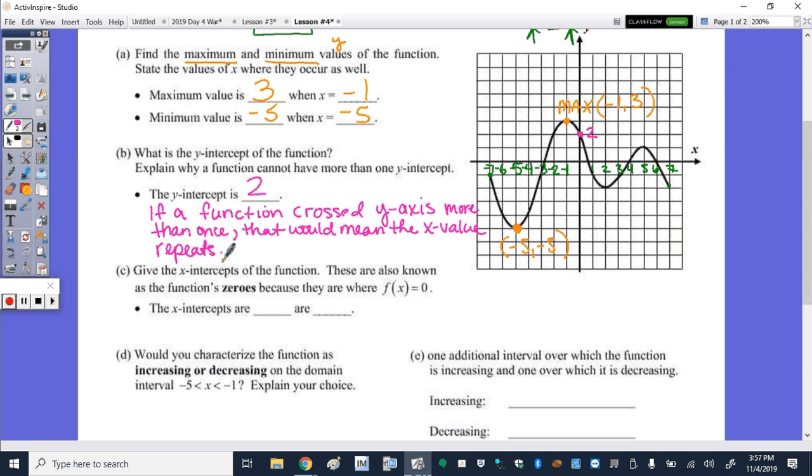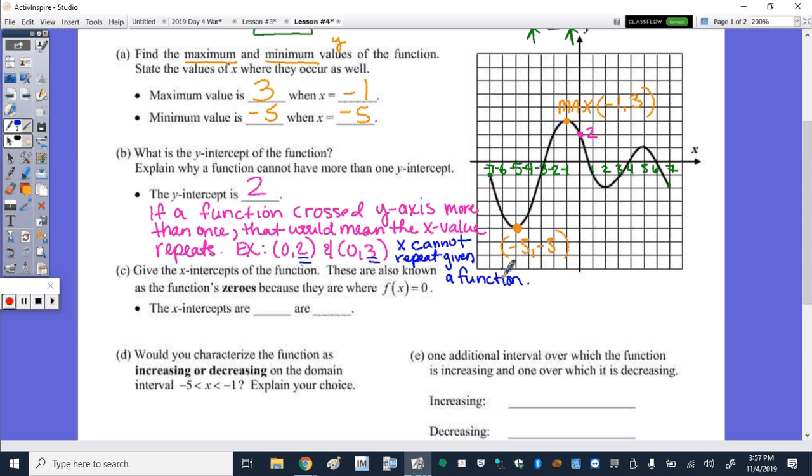So an example would be, say, the points 0, 2 and 0, 3. Say it crossed twice. It crossed the y-axis at 2 and 3. We would have two repeating x values. And let's make a note that x cannot repeat given a function. It would no longer be a function.